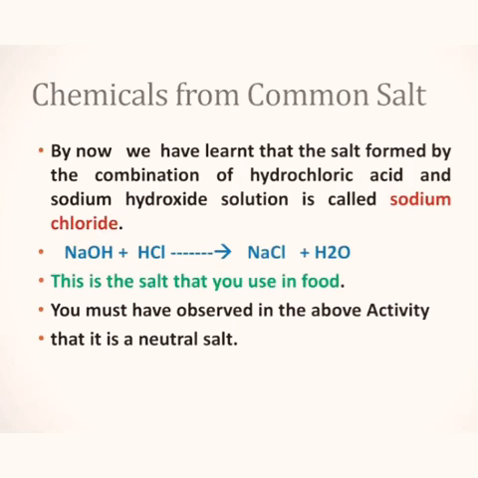So students, by now we have learned that the salt formed by the combination of hydrochloric acid and sodium hydroxide solution is called sodium chloride. This is the salt that you use in food and it is a neutral salt. You understood that by the chlor-alkali process of NaCl, we got the first important product, sodium hydroxide. Together with that, hydrogen and chlorine are released.